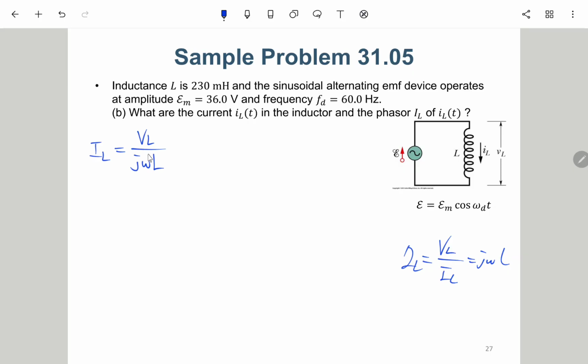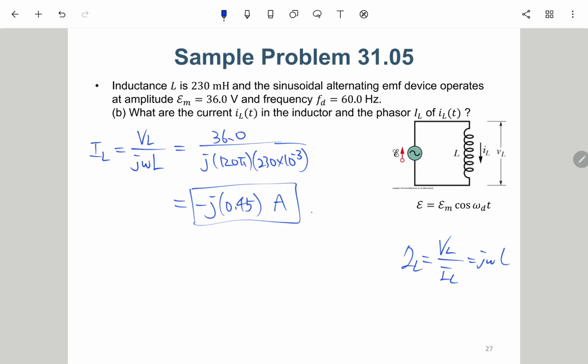So this is 36.0 over j, and then 120 pi. And then L is 230 times 10 to the negative third power. So this is the inductance. So this is actually negative j 0.45 A. Okay, so this is the phasor for the current of the inductor, the phasor of IL of t.